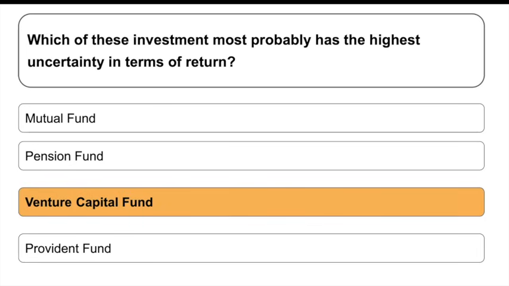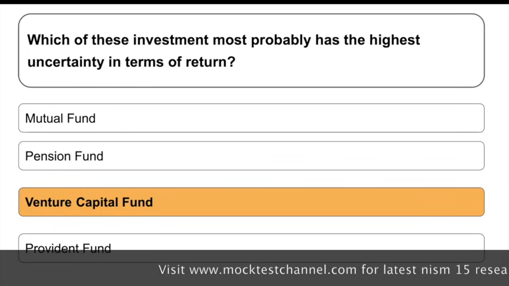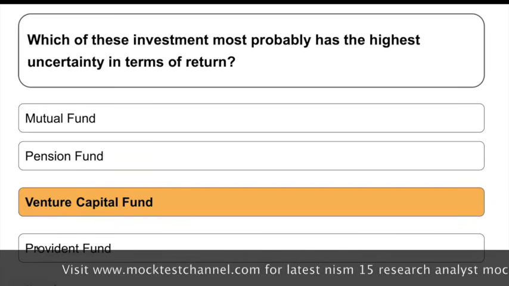So out of these options, friends, the venture capital fund, which invests in startups, is taking the highest risk, and of course they might be rewarded with the best returns if the companies do well. But if you look at the risk factor, the venture capital fund happens to be the riskiest among them. Let's go on to the next question.